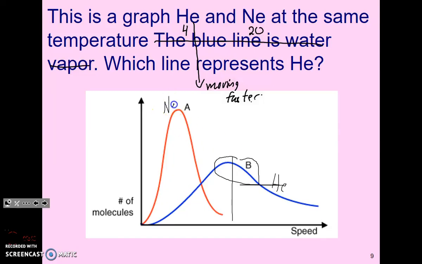Again, what's the main idea? If gases are light and they're at the same temperature, they're going to have a faster average speed. So the graphs of lighter gases are going to shift more to the right.